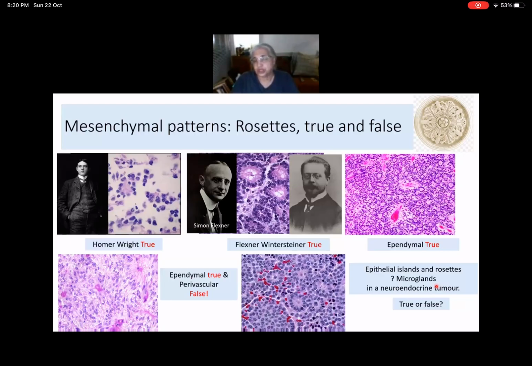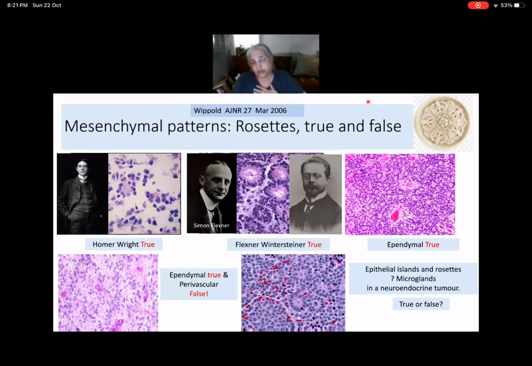These are epithelial cells. So now what? Are you going to say that these are not true little rosettes? Are you going to say that epithelial cells cannot form a true rosette? Well, I don't know. I think that this is just tradition. I don't like to talk about true rosettes or false rosettes. Just name the rosettes according to whatever you want to call it: perivascular rosette, Homer Wright rosette, Flexner-Wintersteiner rosette, ependymal rosette, and you call this a neuroendocrine tumor rosette.